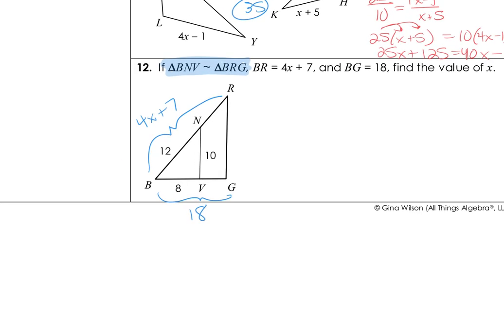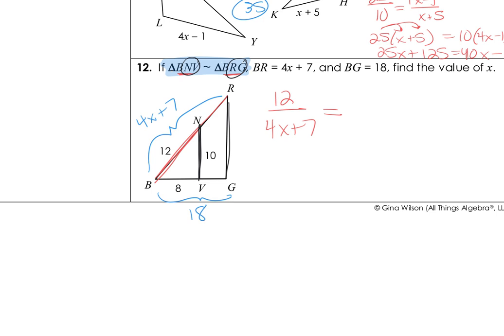All right, so let's start by making a ratio. I can see that, let's see, if I'm going by the sides, where am I going to start? B to N, do I know B to N? I do. B to N is 12. That's going to match up to B to R. And guess what? We know B to R, the whole thing, is 4x plus 7. So let's set that equal to our next piece. Now, the next piece would kind of be N to V, and I do know N to V is 10, but N to V matches up to R to G, and I don't know that. So I don't want to use that because I don't know both of those corresponding sides.